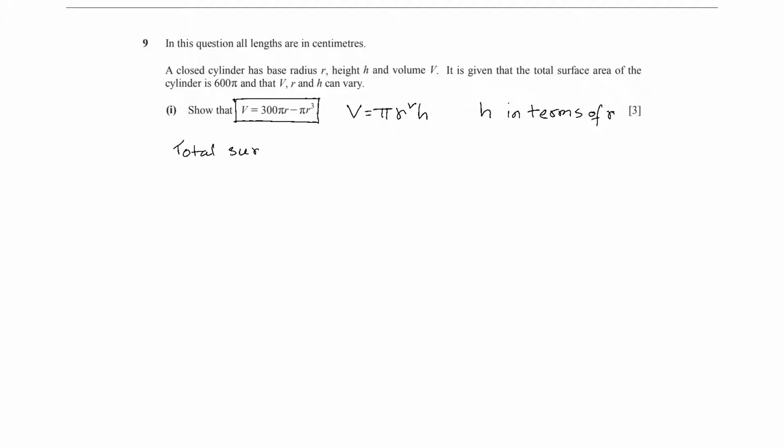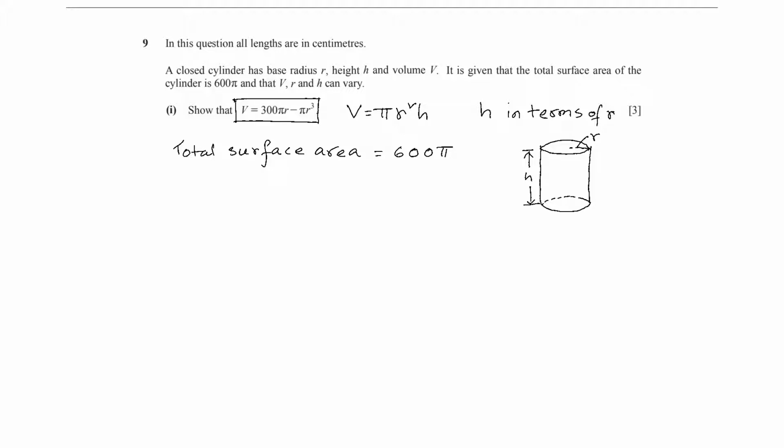We can use the information of total surface area of this cylinder. The total surface area of the cylinder is given as 600 pi. Using this information, we can represent h in terms of r. Here at the right side, let me draw a closed cylinder so that I can show you how many surfaces a closed cylinder has to get the total surface area. So now this is a cylinder of radius r and height h centimeter.